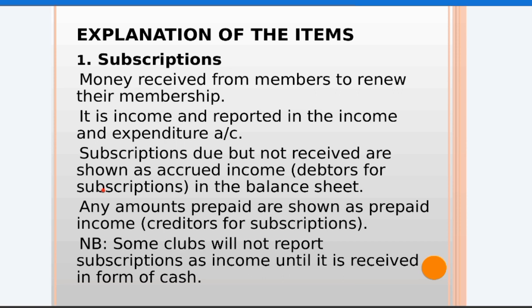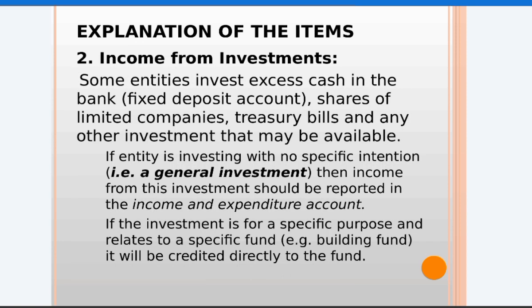So that is how you treat subscriptions. Subscriptions are treated as income for that particular year. Any income in form of subscriptions not yet received, we call it debtors for subscriptions. Any income in form of subscriptions received in advance, we treat it as creditors for subscriptions, unless the entity adopts the cash basis of accounting.